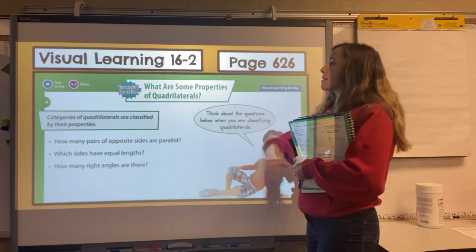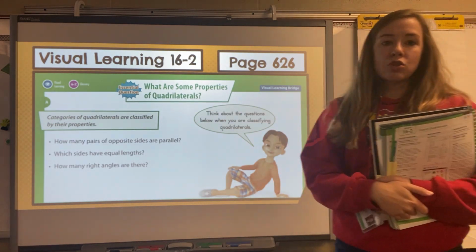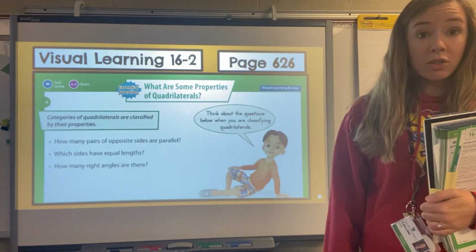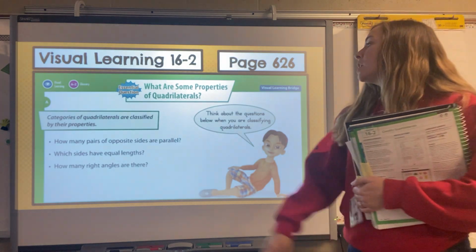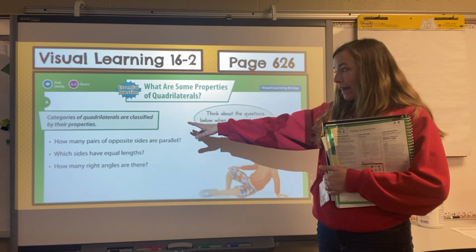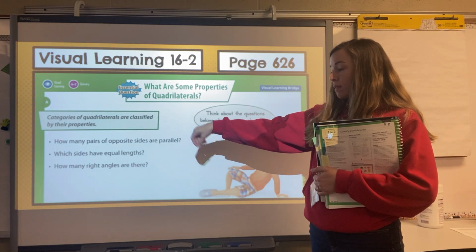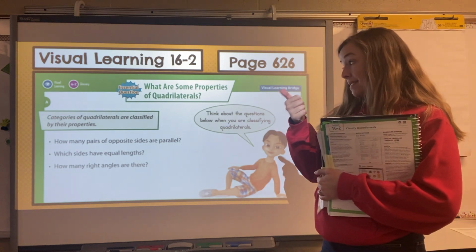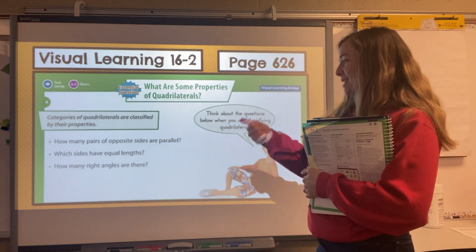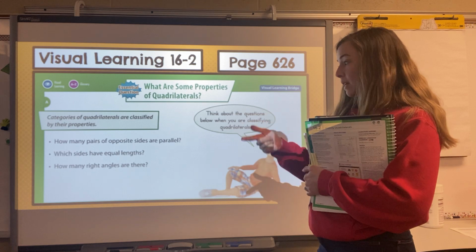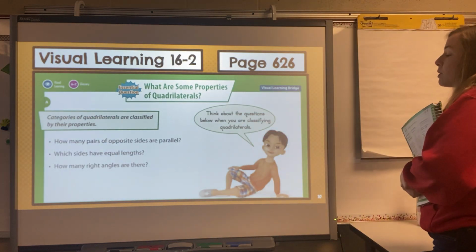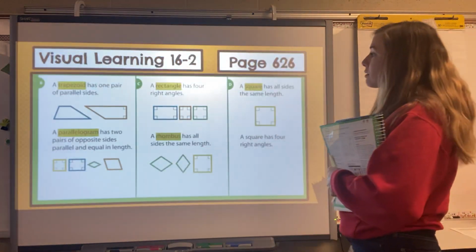So what are some properties of quadrilaterals is our central question. Yesterday we talked about triangles, three-sided figures. Today we're talking about quadrilaterals, four-sided figures. So here are some categories of quadrilaterals, properties that you can classify them by. How many pairs of opposite sides are parallel? Which sides have equal length? How many right angles are there? So think about the questions below when you are classifying quadrilaterals.